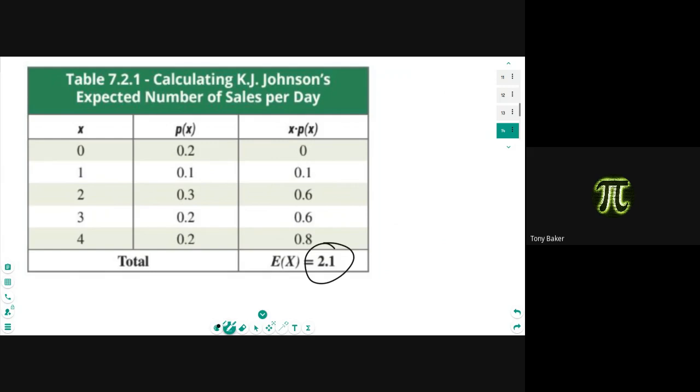So based on his probability, the expected value is basically what he would expect to sell each day. So he should expect to sell about 2 computers every day. That would be his expected value. Some days he'll sell more, some days he'll sell less. But on average, he would expect to sell 2 computers each day. That's what expected value is.